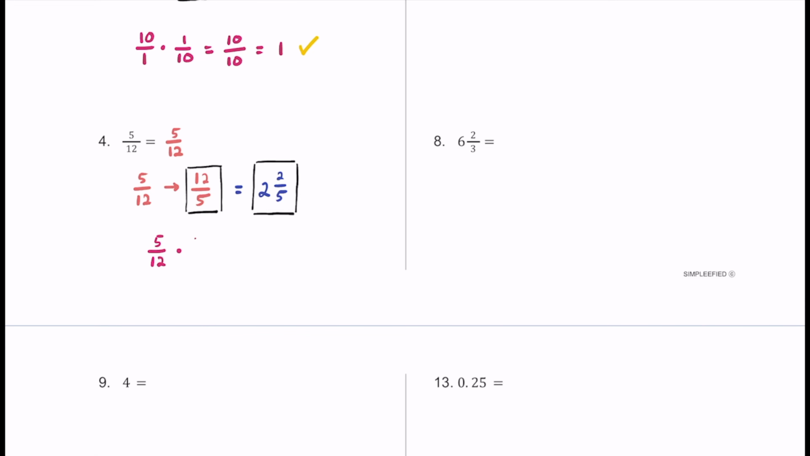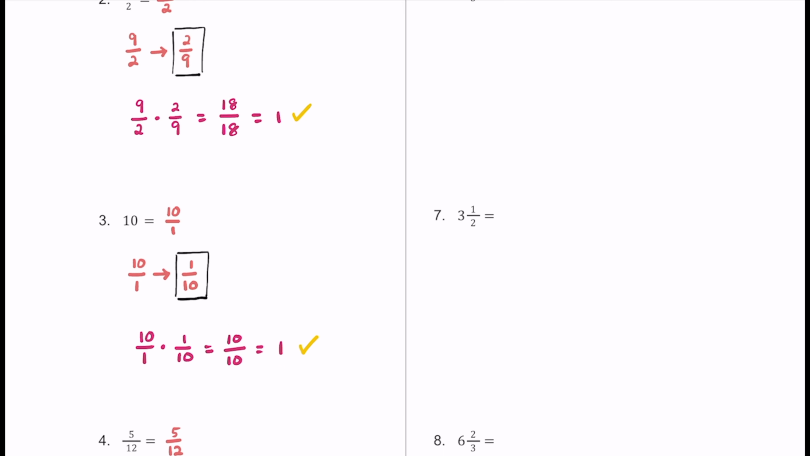Now if we want to show that the product of the original 5/12 and the reciprocal equals 1, well, you just use the improper fraction version just because it's easier to multiply. 5 times 12, that will be 60. 12 times 5 will be 60. 60/60 is just equal to 1, so this does make sense. Let's check out number 5.